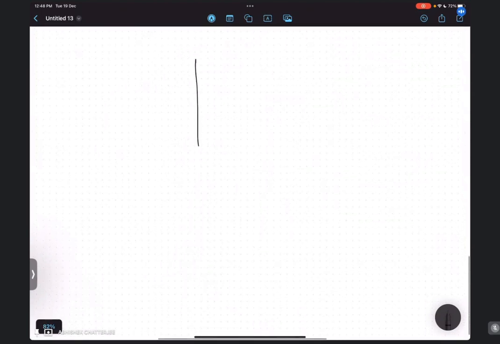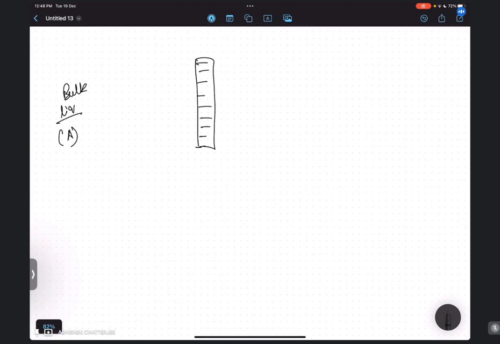Now let us see. Suppose this is your catalyst surface, and this is your bulk gas or bulk liquid, anything you take. Suppose here reactant A is present. This reactant A will reach this surface and convert into product. Very simple. This thing is going to happen. This is your solid catalyst.